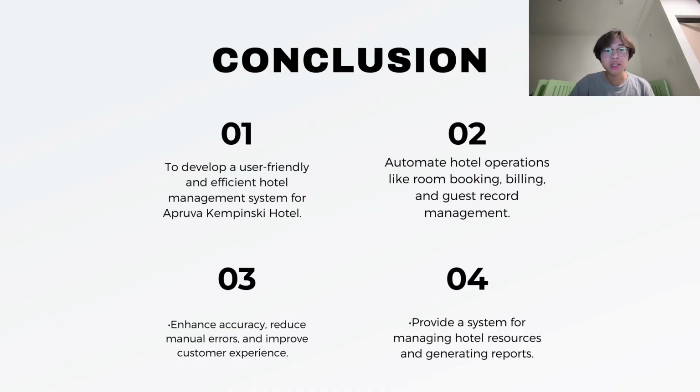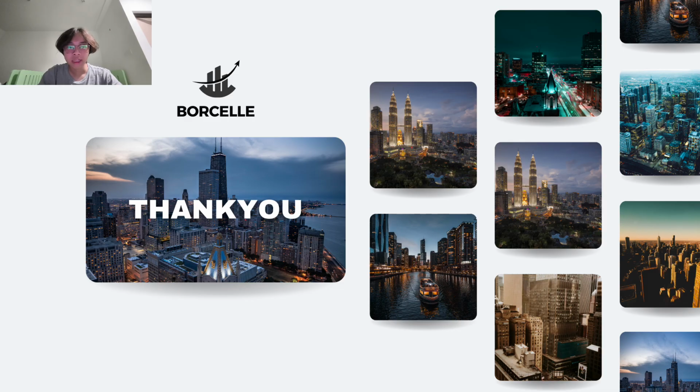Alright, so in conclusion, our hotel management system for Apurva Kempinski Hotel is designed to streamline hotel operations and improve overall efficiency by automating key tasks such as room booking, billing, and guest record management. The system minimizes manual errors and enhances accuracy. Additionally, it supports better resource management and provides insightful reporting to aid decision making. Most importantly, the system is focused on delivering a seamless and user-friendly experience, ensuring customer satisfaction and elevating the hotel's service standards. With this system, we believe that Apurva Kempinski Hotel will be better equipped to streamline its operations and provide an enhanced guest experience.